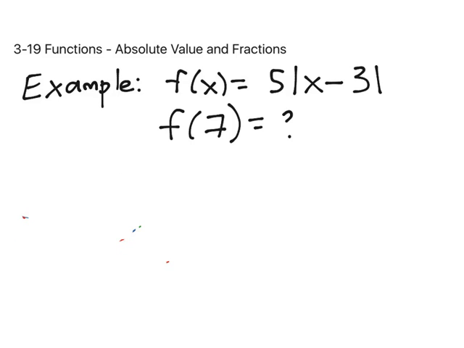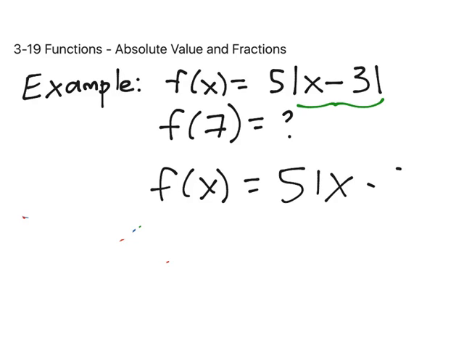Absolute values have an implied parentheses. That means we always do this part first. So let's do it. Here's the function. X is 7. Let's erase our x's and write 7. Do the same here. Erase our x, write 7.